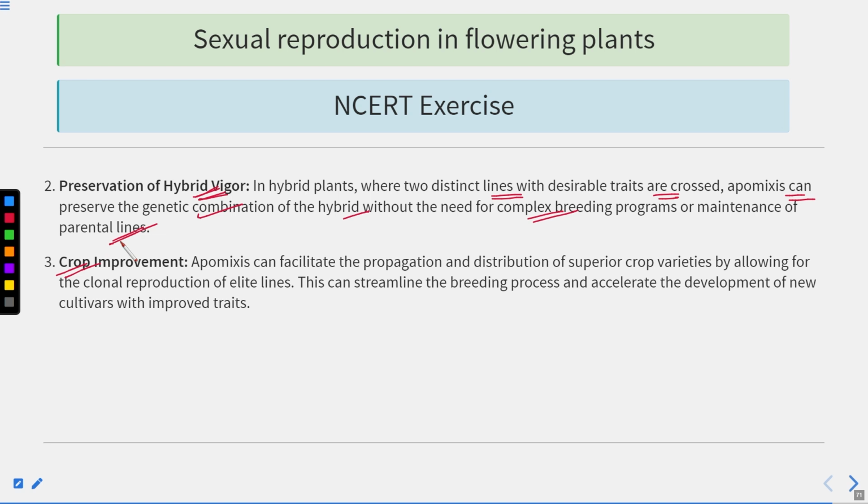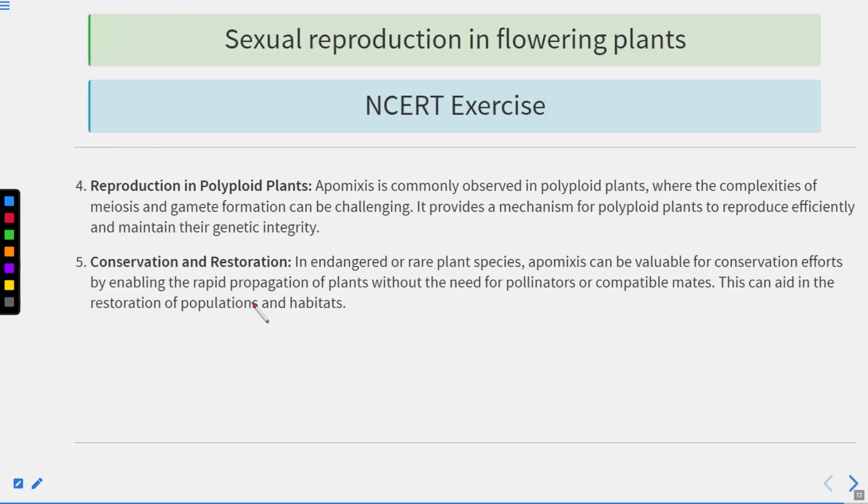Next is crop improvement. Apomixis can facilitate the propagation and distribution of superior crop varieties by allowing for the clonal reproduction of elite lines. This can streamline the breeding process and accelerate the development of new cultivars with improved traits. So it can be used for the improvement of crops by the clonal reproduction of elite lines because the characters will be maintained in the progeny.